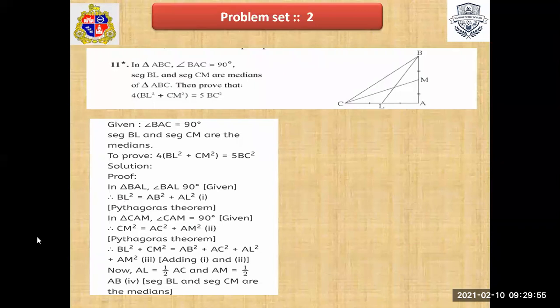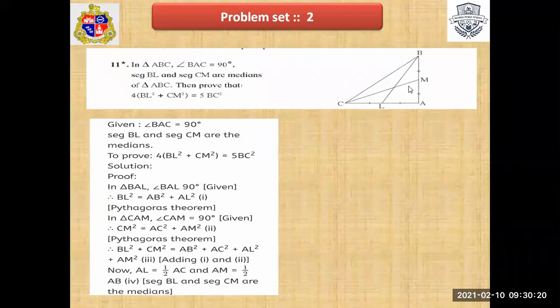BL square plus CM square is equal to AB square plus AL square plus AC square plus AM square, right? We are adding equations 1 and 2. Listen carefully. First, we take triangle BAL and apply Pythagoras theorem, which gives equation number 1. Then we take another triangle CAM and, according to Pythagoras theorem, write equation number 2. Then we add 1 and 2.